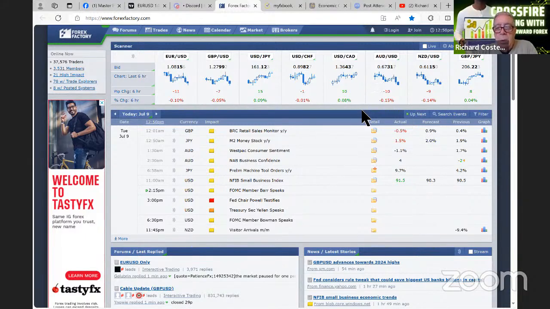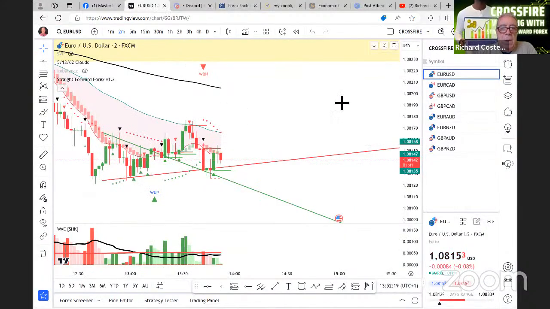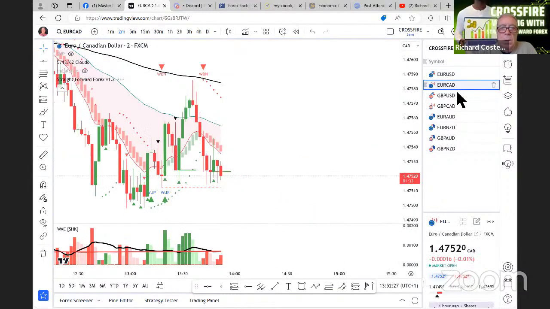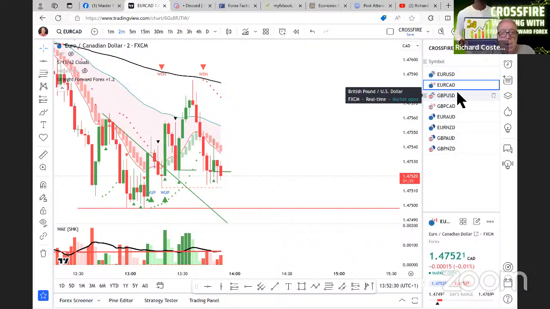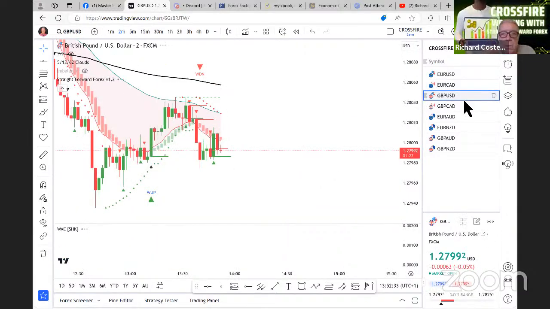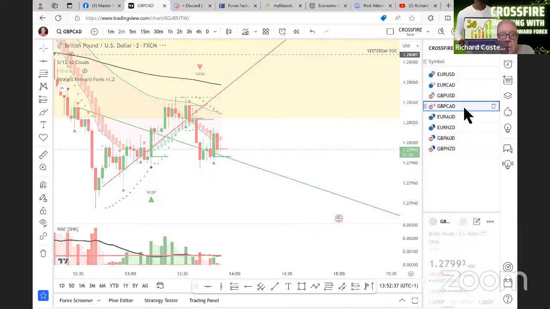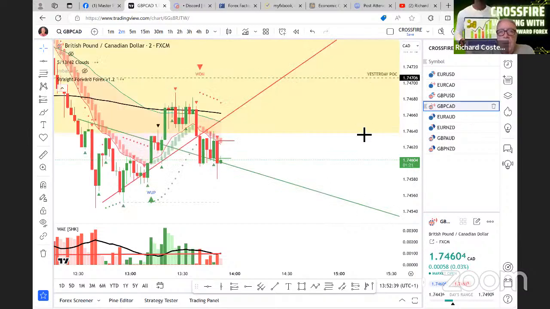So I'm going to call it a day because we're just watching paint dry at the minute. There's nothing happening on any of these charts.